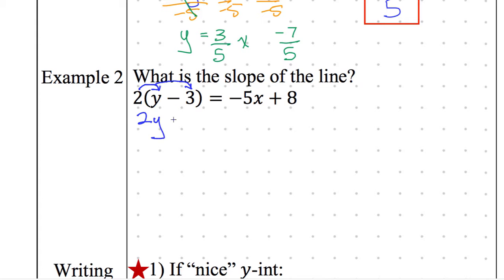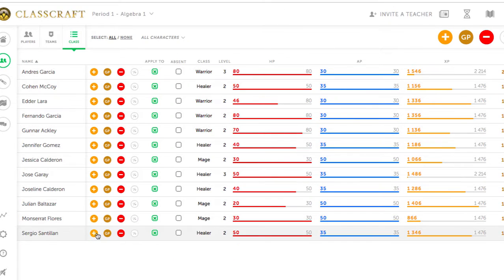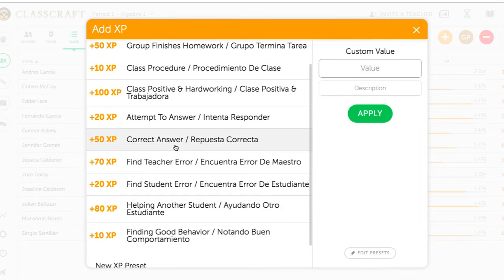2y minus 6. Oh, -6, okay. And nothing changes on the right. Minus 5x plus 8. Thank you, Sergio. You can turn in your card. If you've already participated and you still have your card, can you please turn that in?